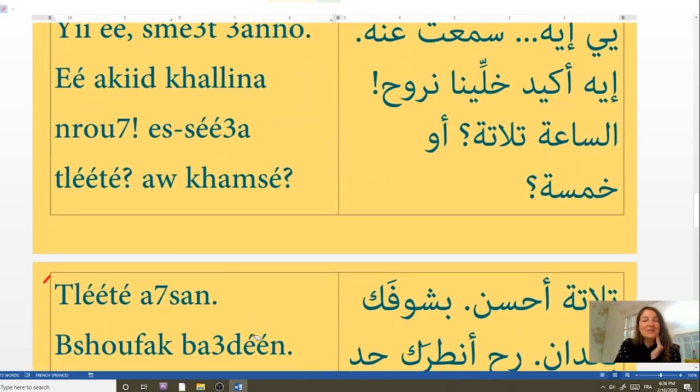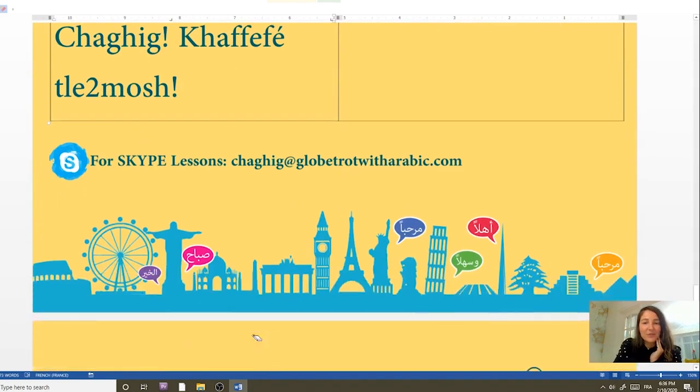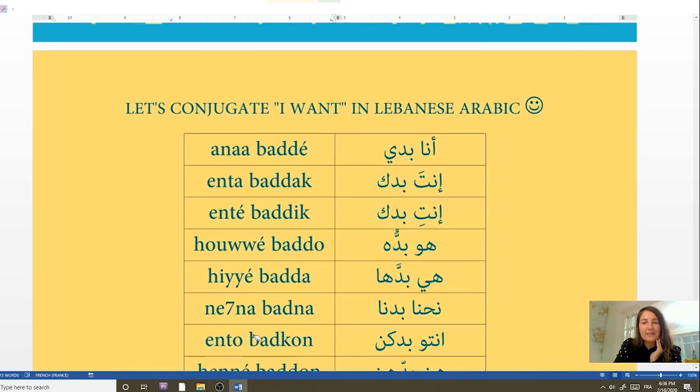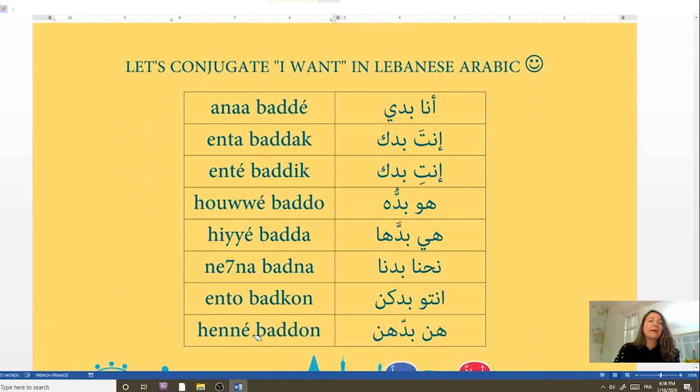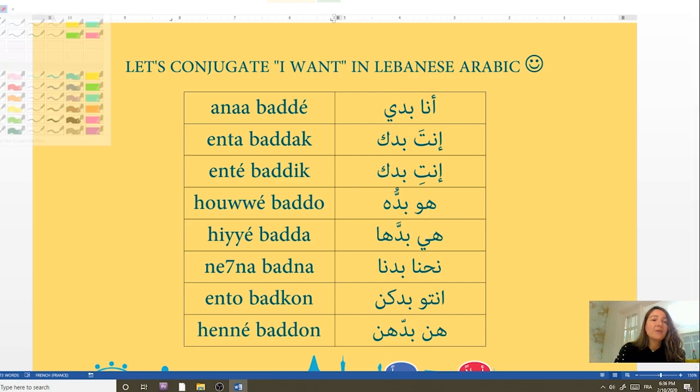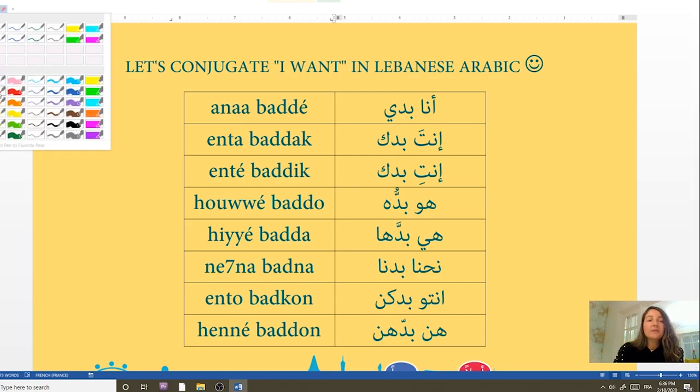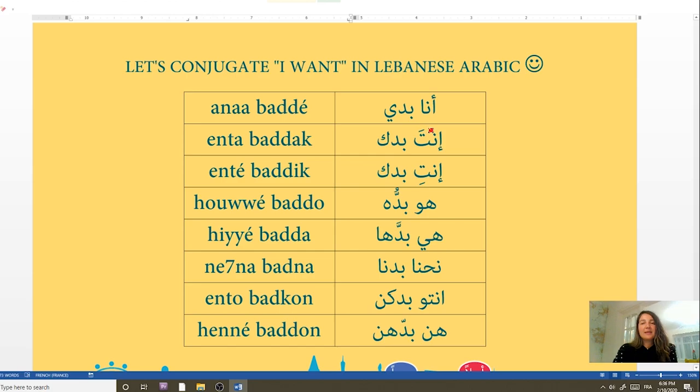Yalla, let's go to the last part of this lesson, which is the conjugation. We already said بدك and بدك, you want. I already wrote them here. I'm just going to read the list and you can memorize it as it is.